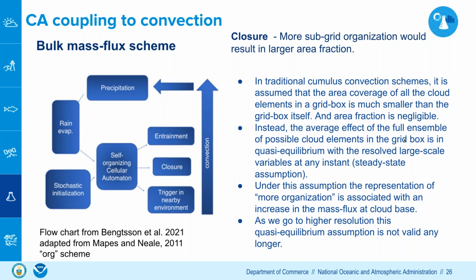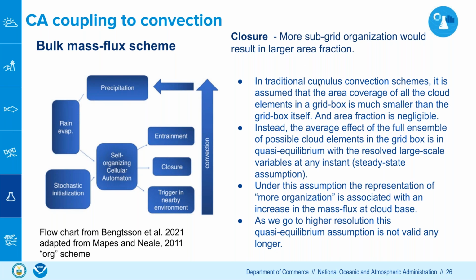Instead, the average effect of the full ensemble of possible cloud elements in the grid box is treated under this quasi-equilibrium assumption with the resolved large-scale variables, under this steady state assumption. So under this quasi-equilibrium steady state assumption, more organization would have to be associated with an increase of the mass flux at cloud base, but not necessarily explicitly due to a larger area fraction. It's simply an increase of the mass flux at cloud base to represent a positive feedback.